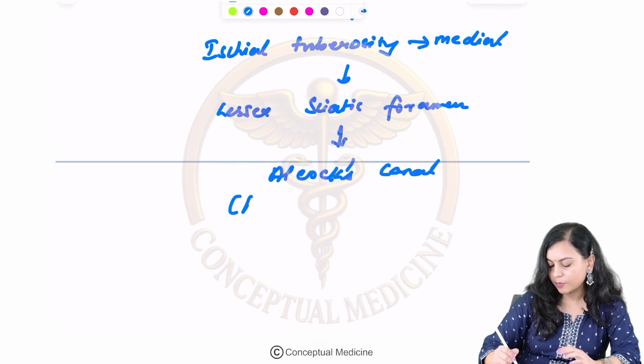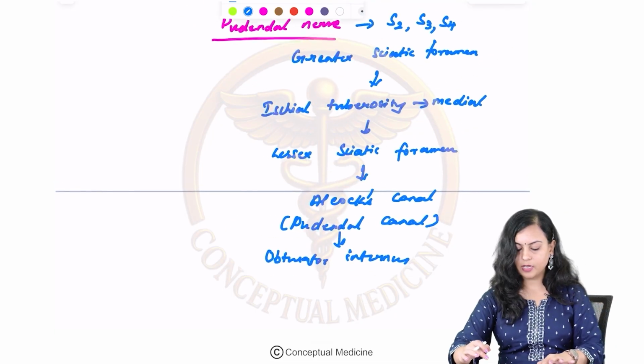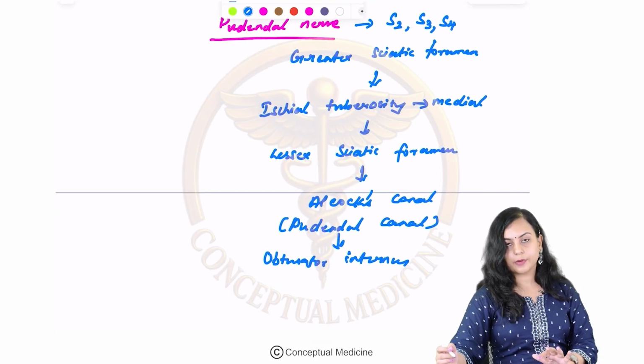Alcock's canal is nothing but the pudendal canal, which is formed by the splitting up of the obturator internus muscle. Okay. So, this is the major blood supply of the perineum.